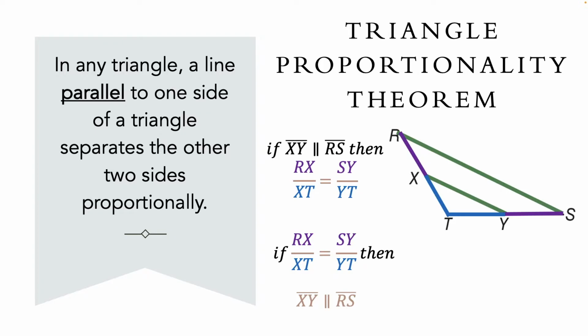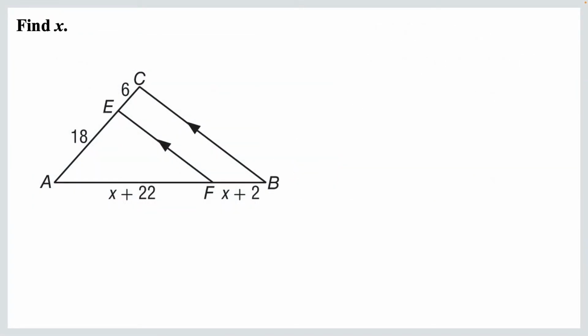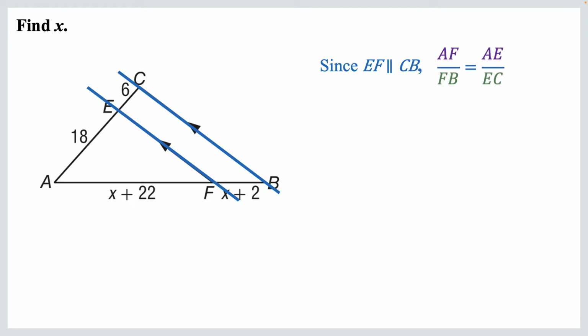So let's practice this a little bit. We've got a couple triangles here, one sort of embedded in another. We've got some parallel lines. So since EF is parallel to CB, we know that AF over FB equals AE over EC. So let's look at that on the triangle. We've got AF over FB equals AE over EC. And there's the proportion that we set up.